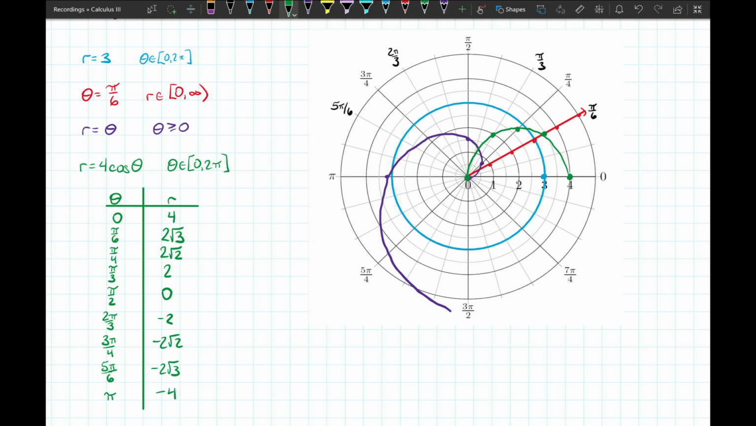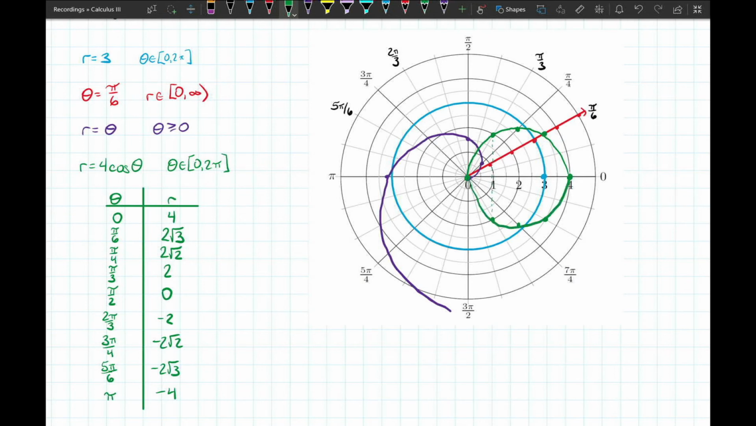Remember that with negative radiuses, this is just like 180 degrees or pi radians rotated around from the given theta. So in the direction of 2 pi over 3, but 2 units in the negative, that puts us back here somewhere. And you can see that that actually is a nice mirror image of one of our points over the positive x-axis or our polar axis. And 3 pi over 4, but 2 root 2 units in the negative direction. 5 pi over 6, but 2 root 3 units in the negative direction. And finally, theta equal pi, but 4 units in the negative direction puts us right back at our initial point.